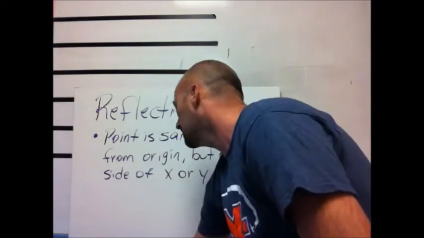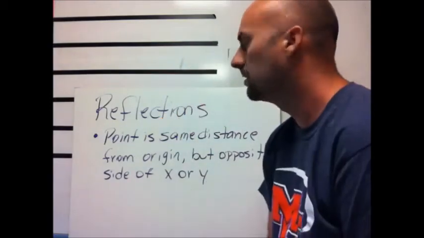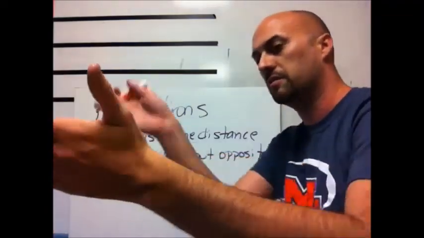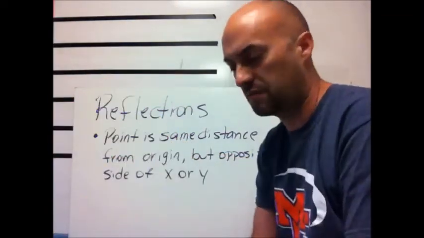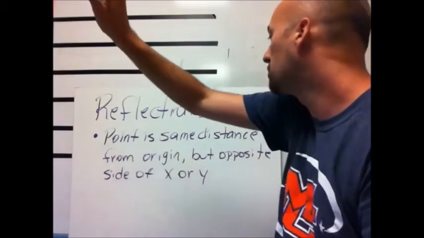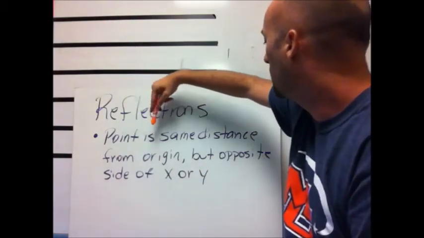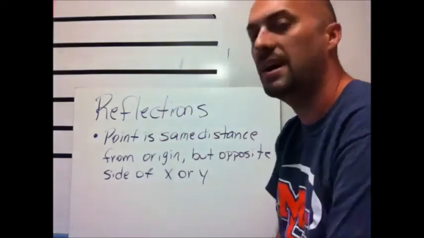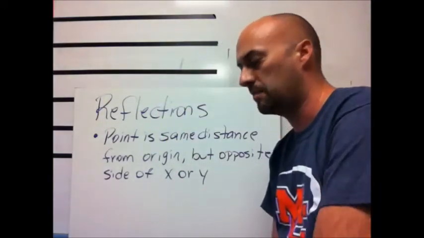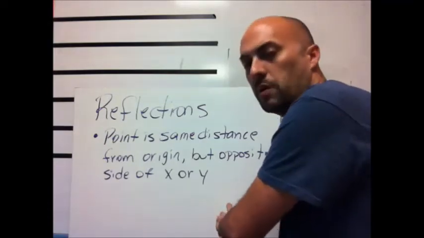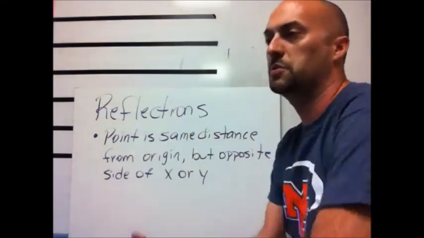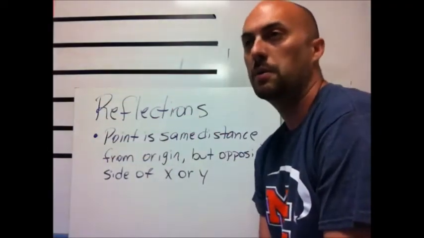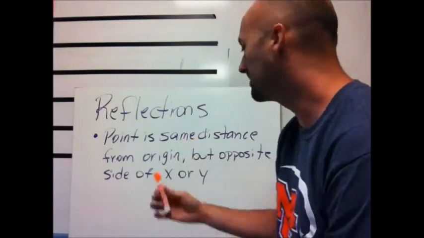Now, I mentioned a word earlier called reflections. Okay? When you reflect on the coordinate plane, it's kind of like taking that coordinate plane and folding it. Essentially, you're just folding it. So if I'm going to reflect a point, that point is the same distance from the origin, but it's on the opposite side of the x or y. Maybe I have it down here in the fourth quadrant, and I'm going to fold it up to the first quadrant. Or I'm going to fold it over to the third quadrant. That's a reflection.